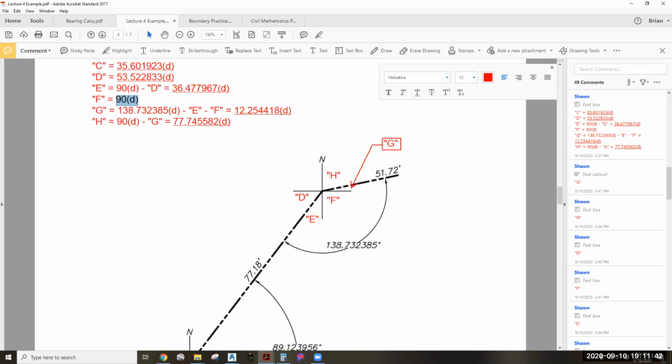So G is 138.732385 minus E minus F. That's what G equals. So E plus F plus G is 138 and some change. Okay. So I calculated what G equals.